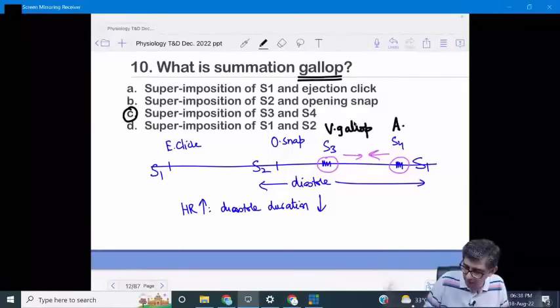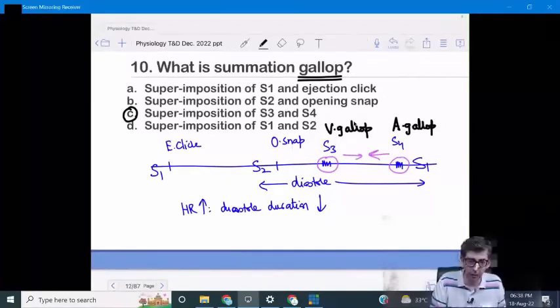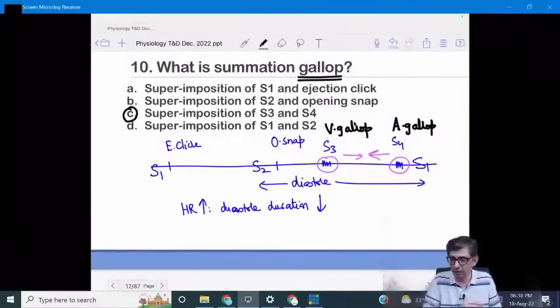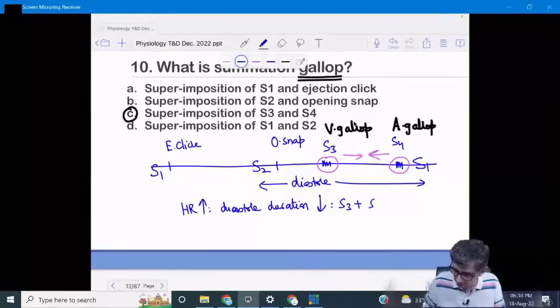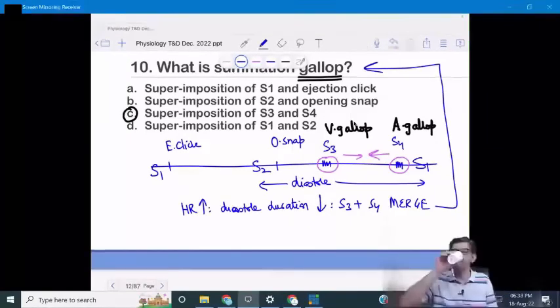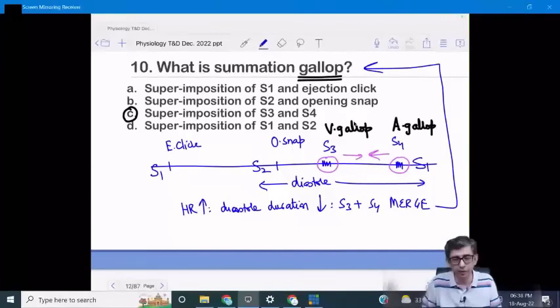So suppose मैं कह रहा हूँ कि you are not aware of this fact कि summation gallop is a combination of S3 S4 in tachycardia. The point is that gallop word would help you pick up the question because all other options are not related to S3 S4. बाकी सब में S1 S2 आ रहा है. Yep. The basic logic is S3 and S4 मर्ज हो जाते हैं, क्लोज हो जाते हैं, जिसको हम summation gallop बोलते हैं. Okay. Answer to 10 is C. The word gallop is sufficient to solve this question by logic also.